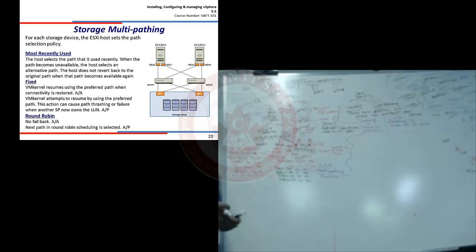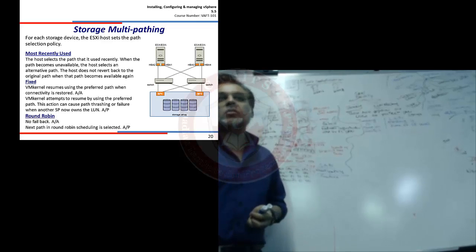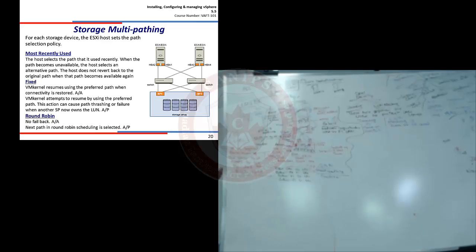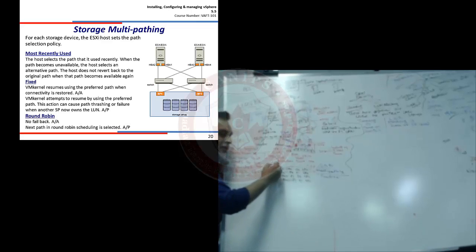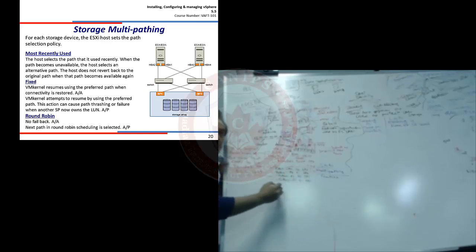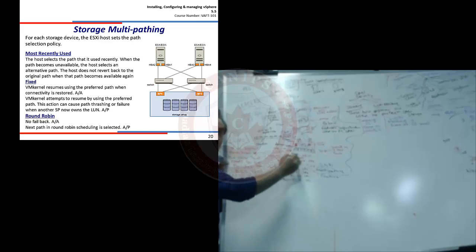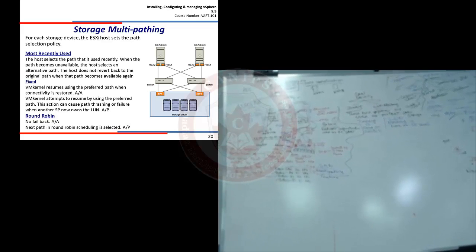And the third is round robin. And we all know what round robin is. What is round robin? So use this path first, second time this, then this, then start here again. So this is round robin. 0, 1, 2, 3, 0, 1, 2, 3, 0, 1, 2. So it's using all the paths at the same time.